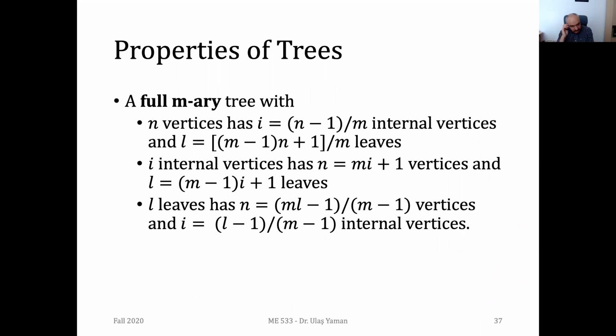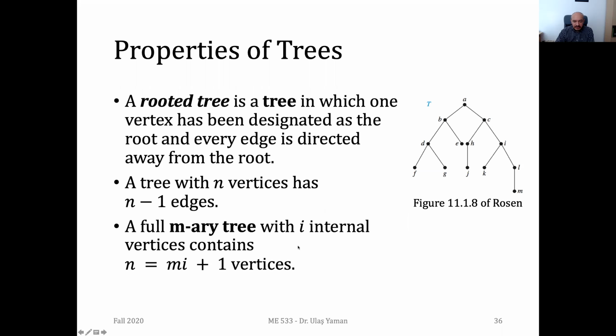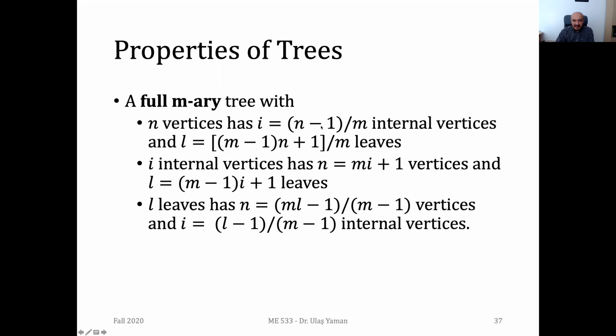So we have more equations, more relations between the vertices, internal vertices, and leaves. But honestly, I don't remember all these equations all the time. Once I need them, I find them and try to use them in my implementation. So what do we have? For instance, if you have n number of vertices in your M-ary tree, then i is equal to the number of internal vertices. This is a different representation of the previous equation. And you may also get internal vertices by using such an expression.